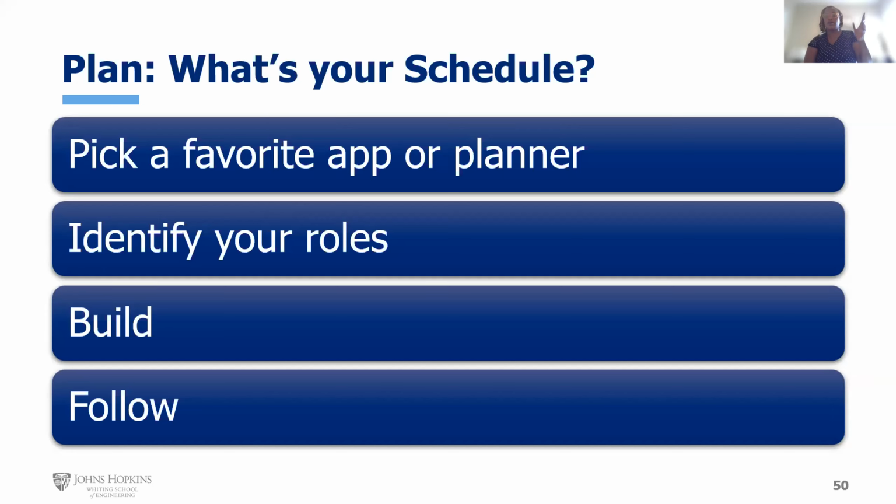You're going to go ahead and start small. You identify your roles, right? I'm a student. Here's my course list. I work at this job. Here's my work schedule. I am the treasurer of student council. And so here's when we meet. I'm going to add that to my schedule as well. We're going to go ahead and build that schedule.